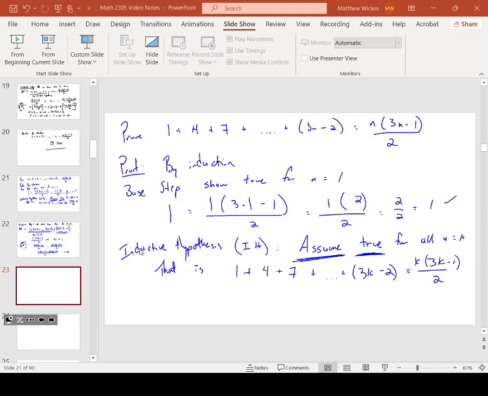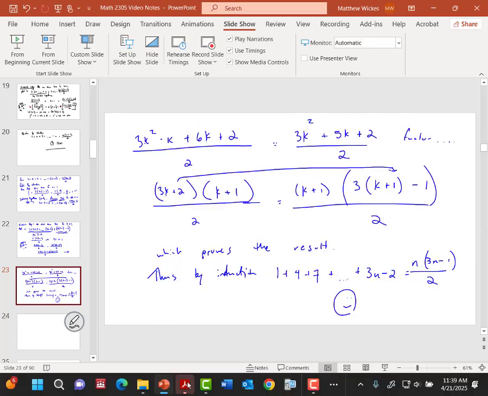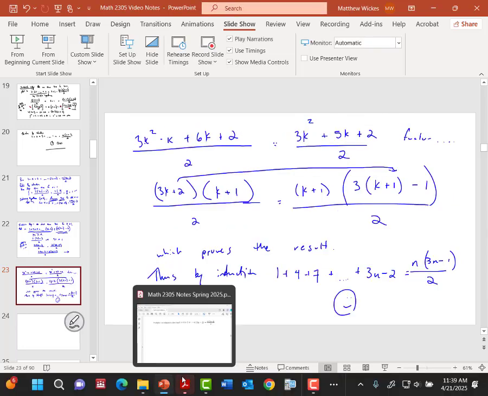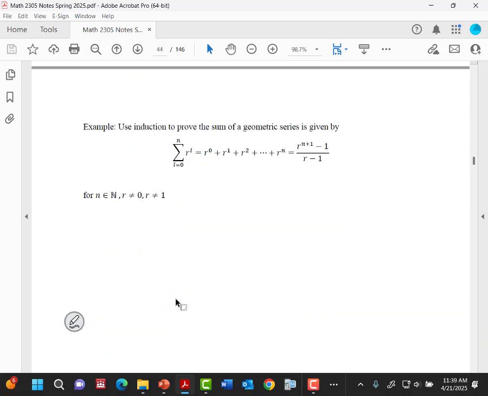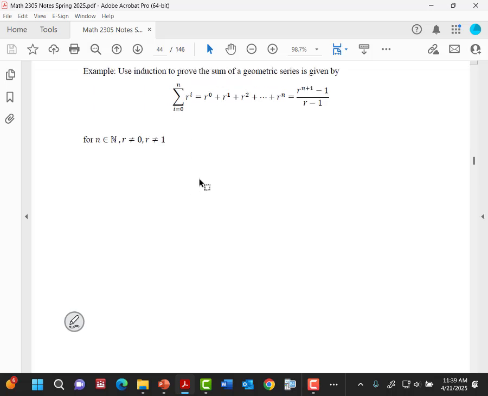So that was our second example that we introduced using induction. Let's take a look at one that involves a sum of a geometric series. Use induction to prove the sum of a geometric series is given as follows.